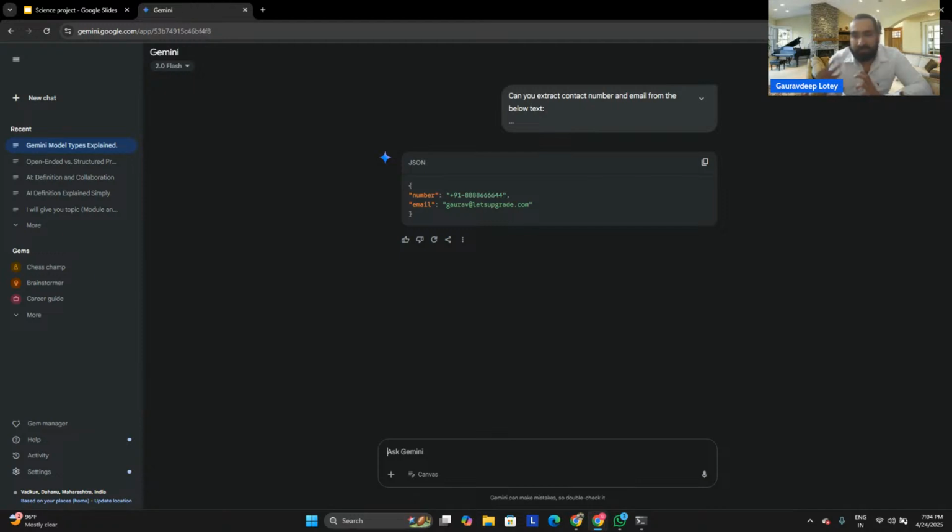Whereas structured prompts are more useful when you want to work with tabular data. A specific structure is what you're looking for. Maybe you are role playing with a certain persona of this chatbot. Maybe you want the chatbot to behave in a particular manner.